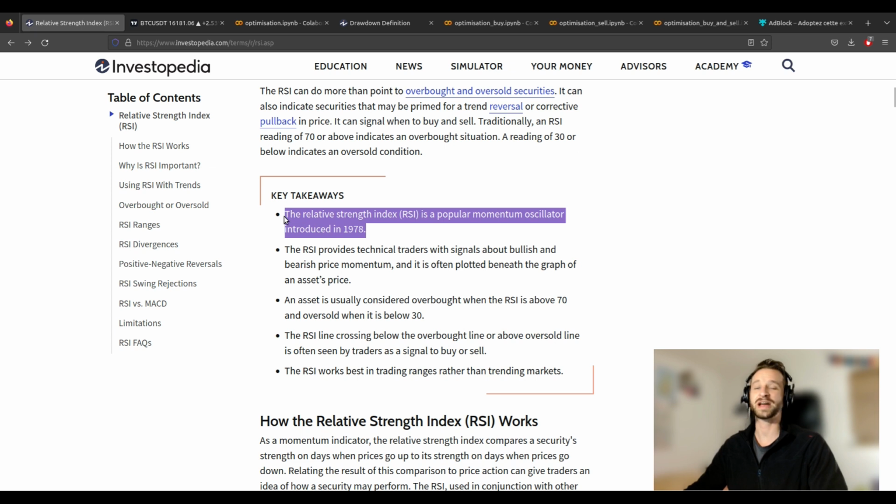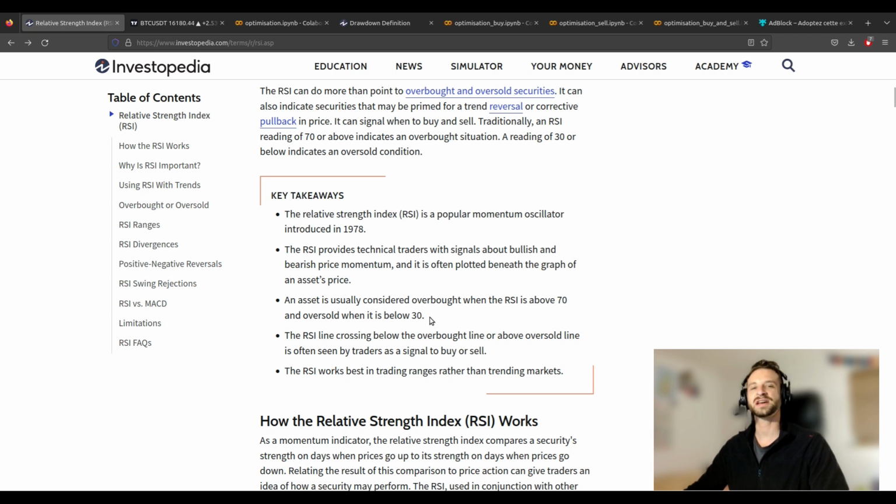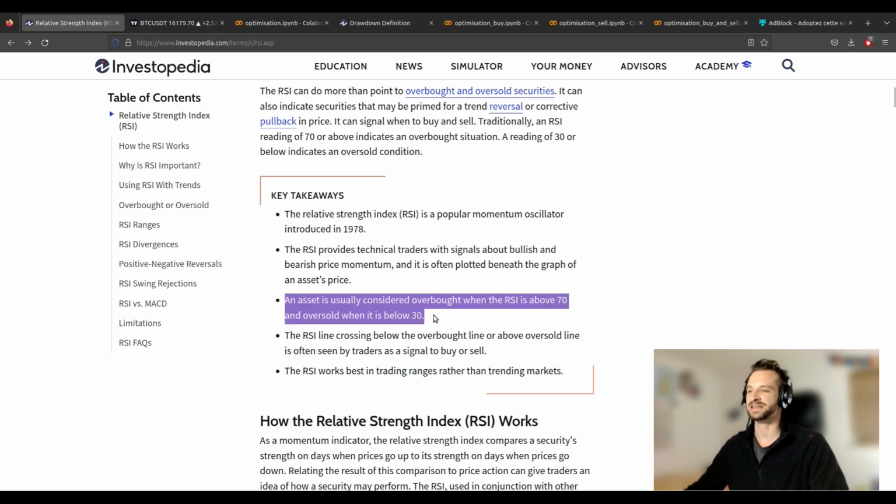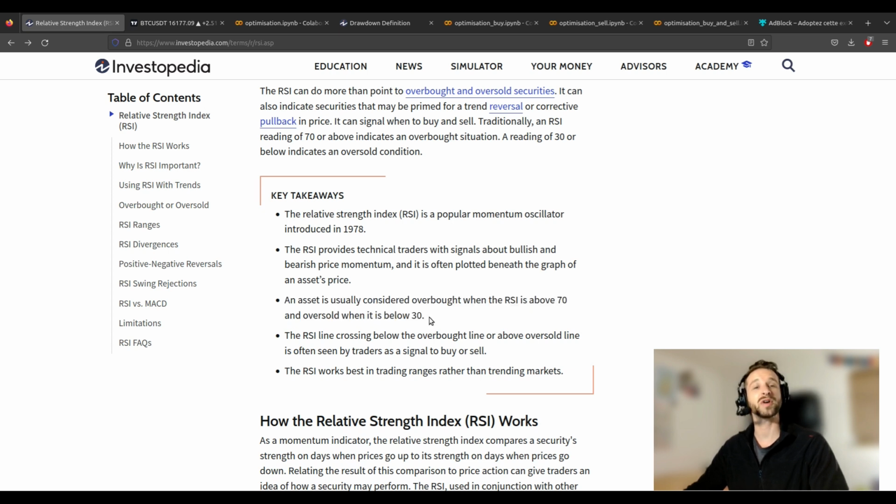Just note that this is quite an old indicator. It's been used for quite a while, and as you've guessed, I like it a lot. The key feature to keep in mind today is this. An asset is usually considered overbought when the RSI is above 70 and oversold when it is below 30. And this is what we will focus on to optimize the performances of a trading strategy.